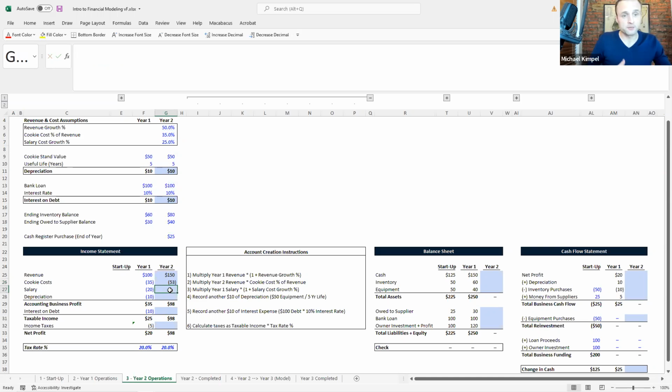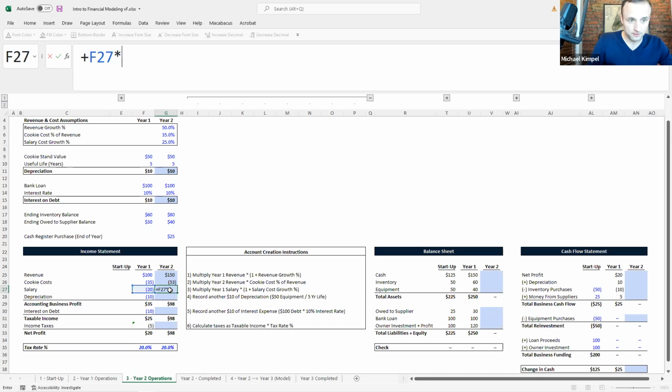And then for salaries, let's imagine we have one employee that helps us and we need to grow. We need some contract help here because we can't afford a new employee. So we're going to grow the salary, but it doesn't need to grow directly in line with the growth of the business because we don't need a full new employee. So we're going to hire a contractor, let's say.